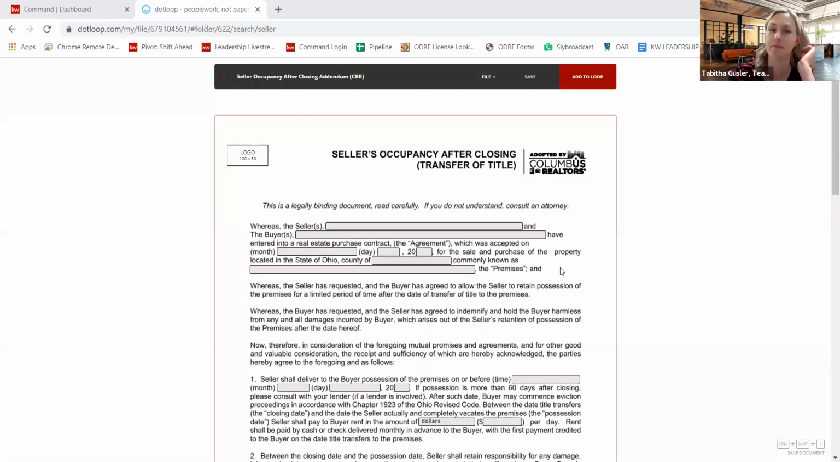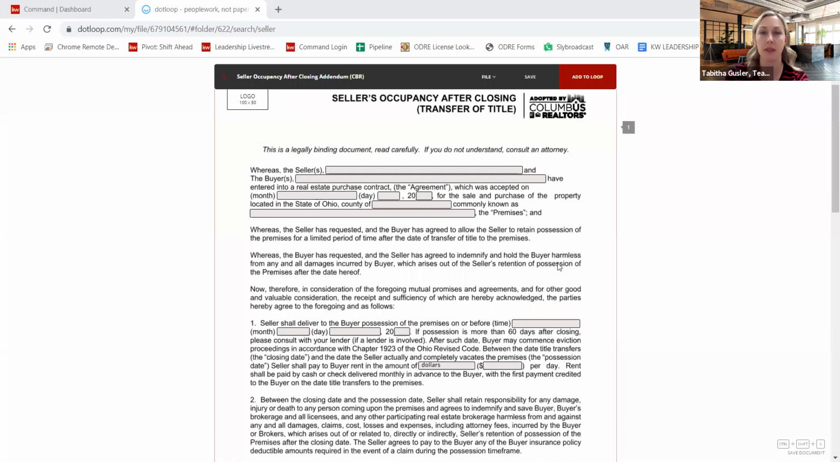Who else has questions? Oh, you're supposed to help me buy some time while I find the document. Okay, there. Seller occupancy after closing addendum is what it's called. Let me see, I can share that with you. Did I find it? Nope. It looks like this. Seller occupancy after closing.